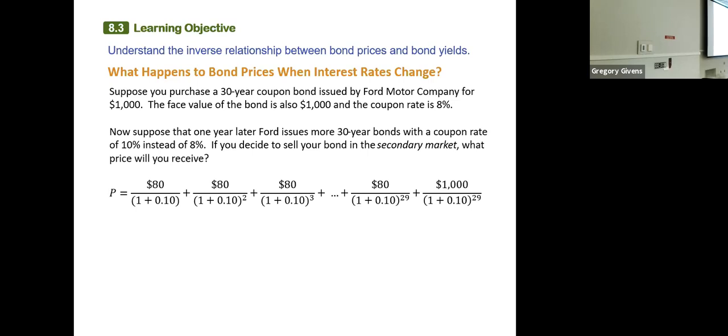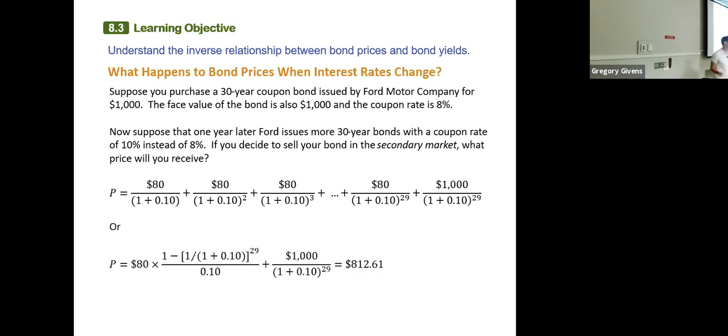It's no longer being discounted at an 8% interest rate. It's being discounted at a 10% interest rate. Remember how we determine how much to discount future payments. It's based on the rate at which you could earn on your next best available investment opportunity. Well, now that the new 30-year bonds have a coupon rate of 10% or a yield to maturity of 10%, then you're going to have to discount all of these future coupon payments by a higher interest rate.